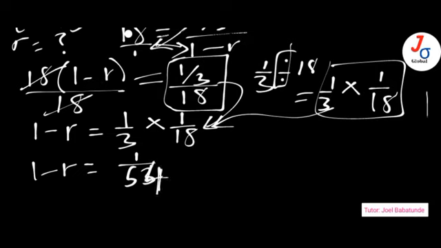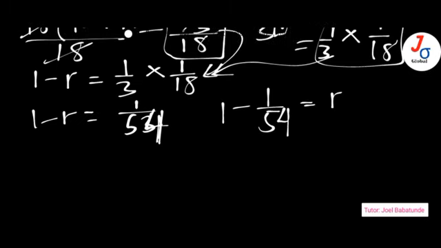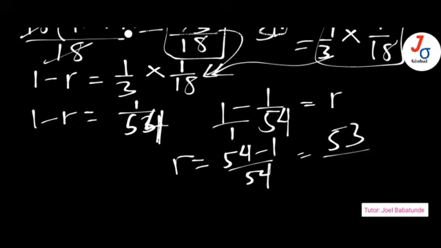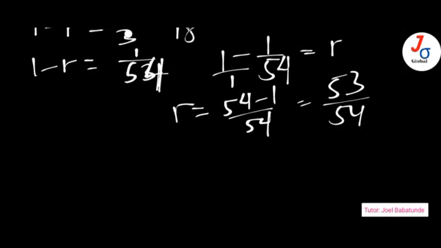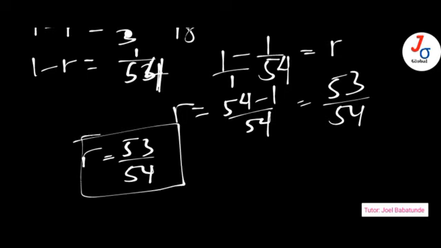Then 1 minus 1 over 54 is equal to R. Let me do that because you might not know how. That's 54 minus 1 over 54, which is 53 over 54. So your R is 53 over 54. That's your common ratio. So that's how to find the common ratio for this kind of problem.